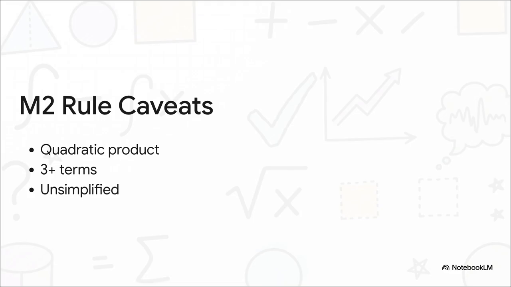Now, there are a few caveats to get that follow-through credit. Your first product absolutely must be a quadratic, and it's got to have at least 3 terms. But, and this is a major win, it doesn't have to be simplified. Better yet, it could even be simplified incorrectly. Crazy, right? As long as you take that validly structured quadratic and correctly multiply it by the final bracket, that M2 mark is yours. It's all about the method here.